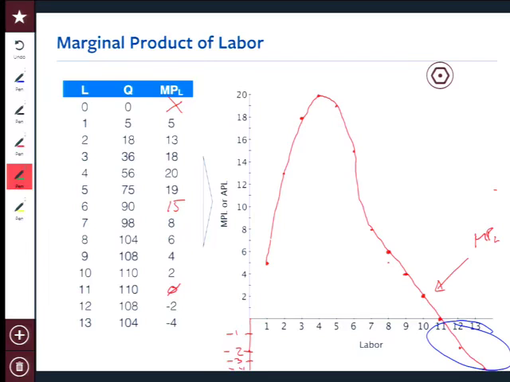We have this one, right? So that's the first one. And then we have this point here. So to the left of this thick line, marginal product was increasing. To the right of this line, marginal product is decreasing. To the left of this line, marginal product is positive. To the right of this line, marginal product is negative. All right, so now we have everything we need in order to draw it.